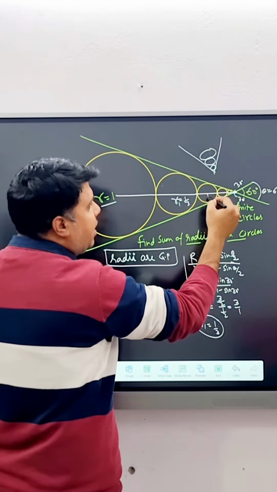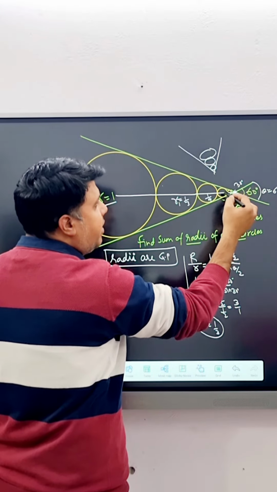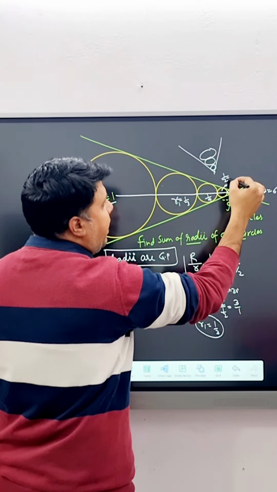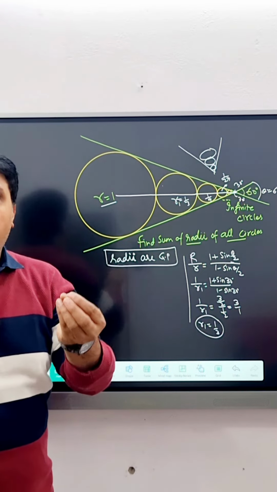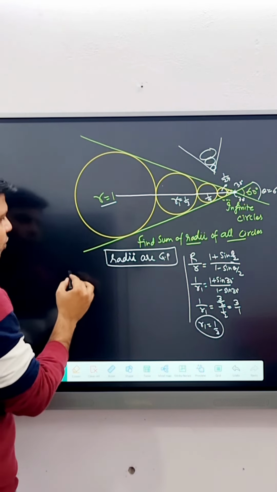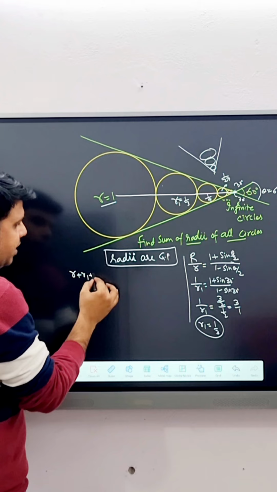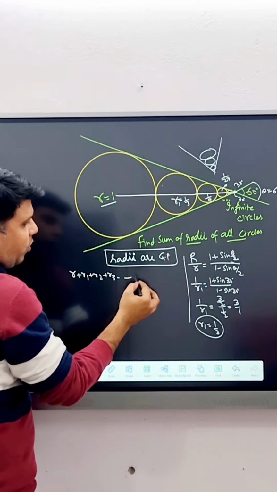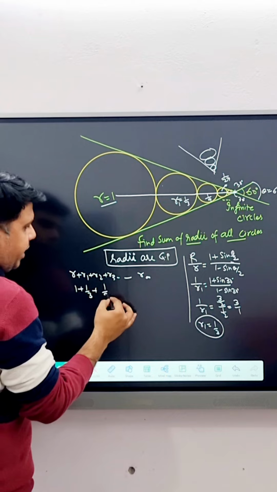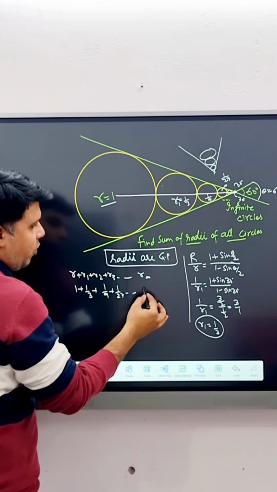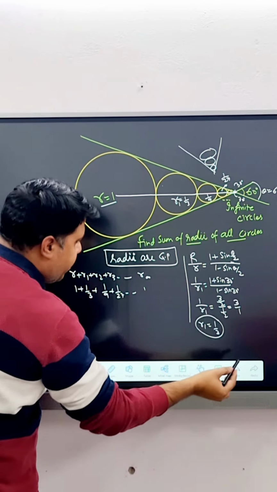So its radius will be 1/9, then 1/27 and so on, right? So you will get an infinite GP, and here we have to find its sum, right? So we have to find R plus R1 plus R2 plus R3 up to R infinity. Very easy. Now this is 1 plus 1 by 3 plus 1 by 9 plus 1 by 27 and up to 1 by infinity, whatever comes, right?